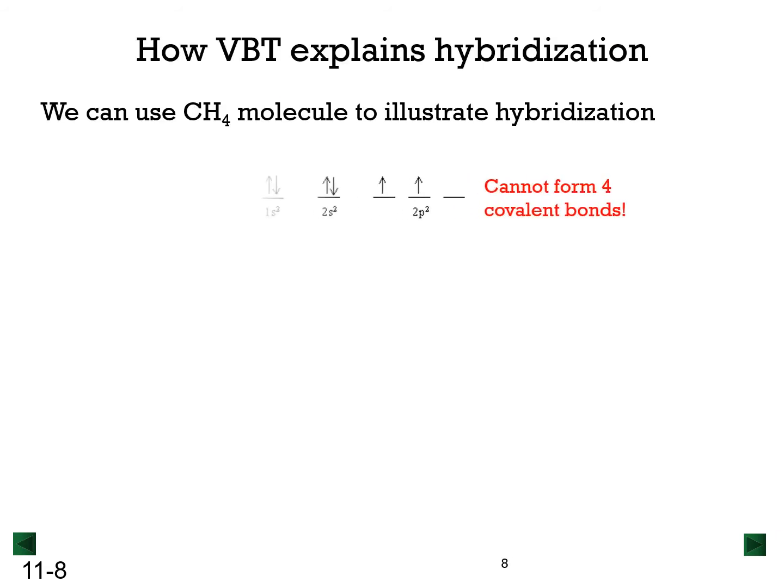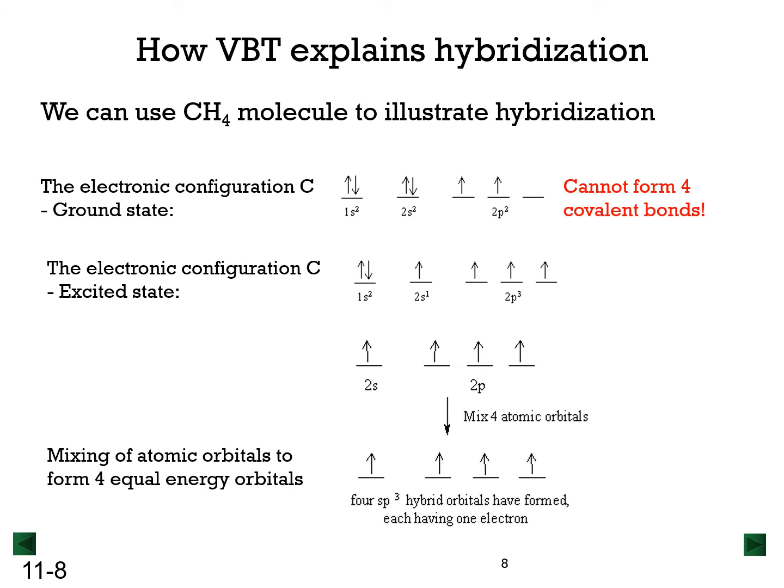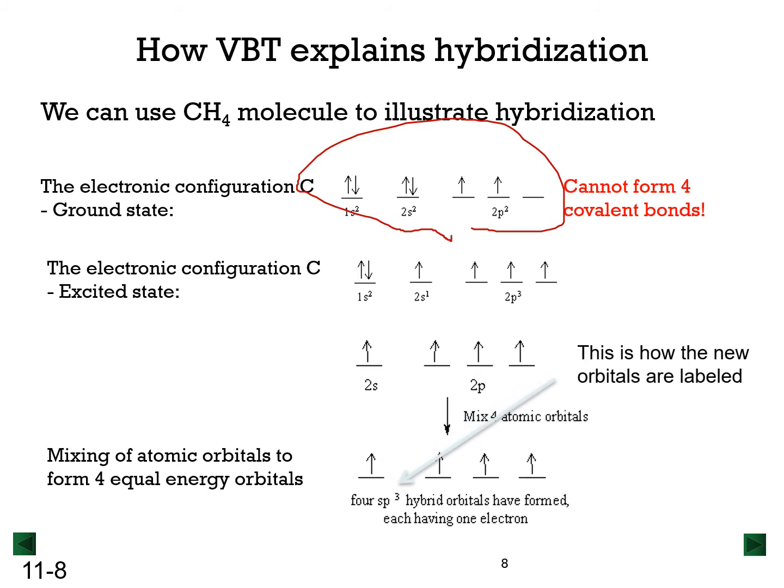Okay, here is an example of how you use valence bond theory to explain the bond formation in the CH4 molecule. As we know, CH4 has 4 covalent bonds, right? So the electronic configuration of the center atom at the ground state is here. As we can see, it only has 2 unpaired electrons at 2p, so it cannot form 4 covalent bonds.